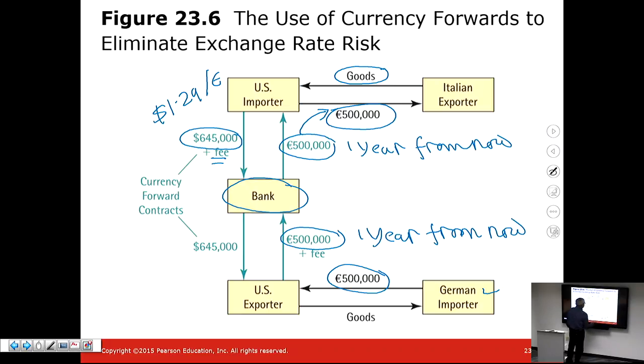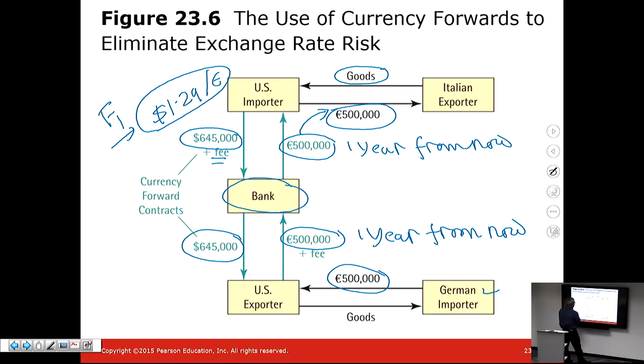I will sell you 500,000 euros a year from now, and they will be quoted a rate. Let's say they're quoted the same, for argument's sake, although that's not literally the case. Typically, they will have a different rate, but let's assume they're being quoted the same forward rate, a 1 year forward rate.